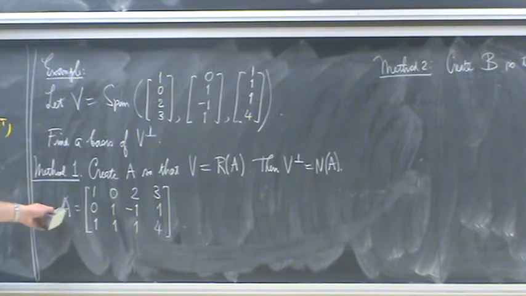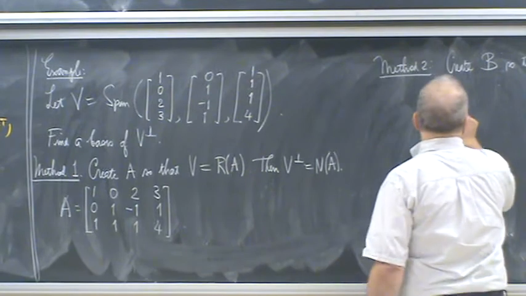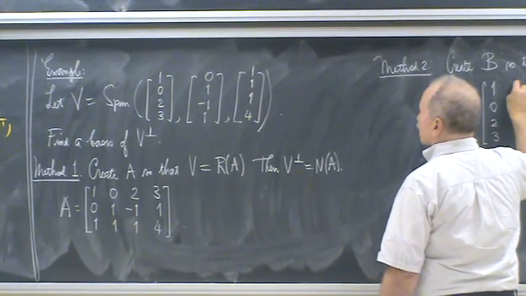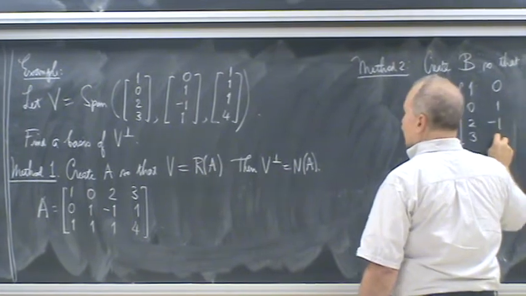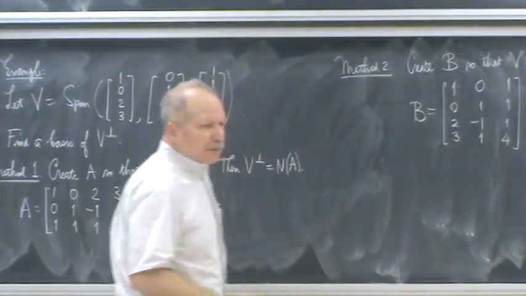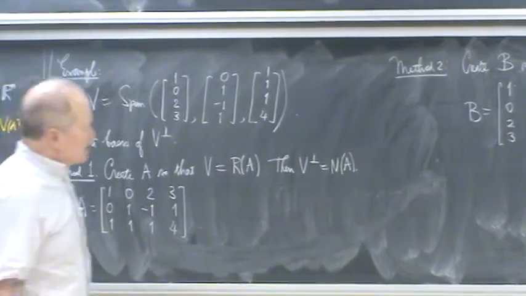So there's my A. I stuck the vectors in as rows. Here's B. You told me stick the vectors in as columns. It's the same thing as the general case. It's this thing over here, you just take it over here. Easy. B is A transpose.